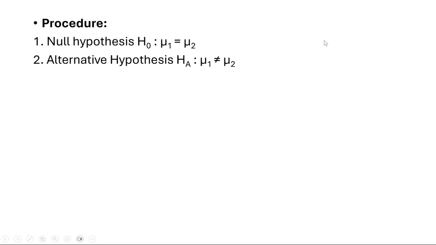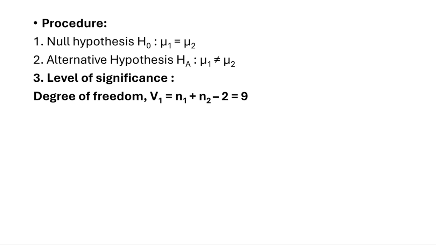So the first step is assuming the null and alternative hypothesis. The null hypothesis H0 is mu1 is equal to mu2, and the alternative hypothesis is the difference between the means of the two populations. The next step is finding the level of significance. The level of significance is the degree of freedom. Finding the degree of freedom, which is already mentioned as n1 plus n2 minus 2. The degree of freedom is represented using this symbol. So n1 plus n2 minus 2 is 5 plus 6 minus 2, which is 9.